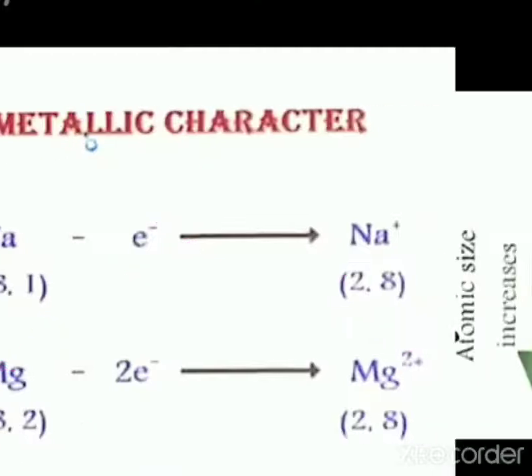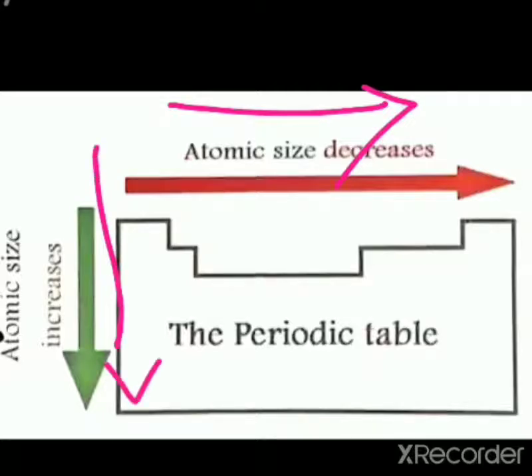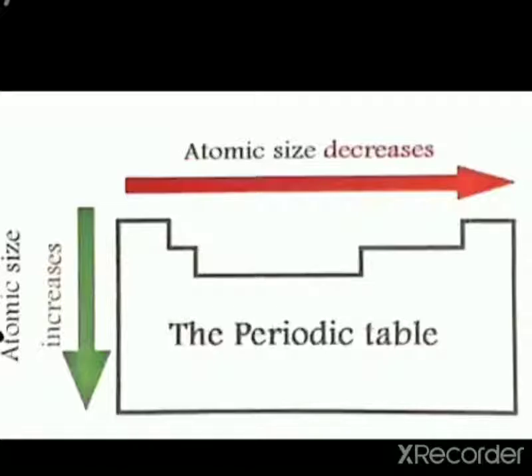Then we will read the factors affecting your metallic character. There are 2 factors, that is atomic size and ionization potential. Like other properties, you will take the same factors, atomic size and ionization potential. So you know across a period your atomic size decreases, and down a group your atomic size increases.